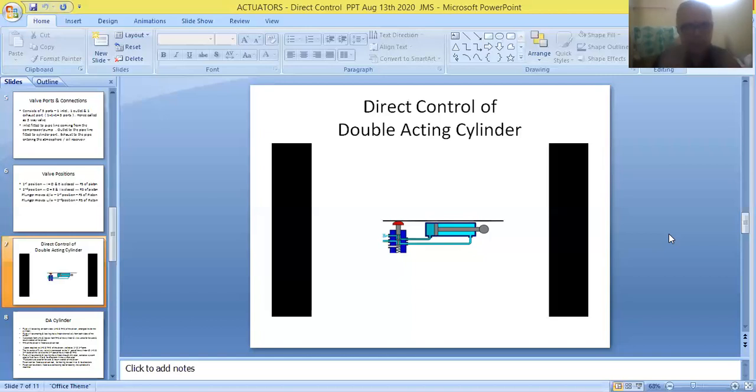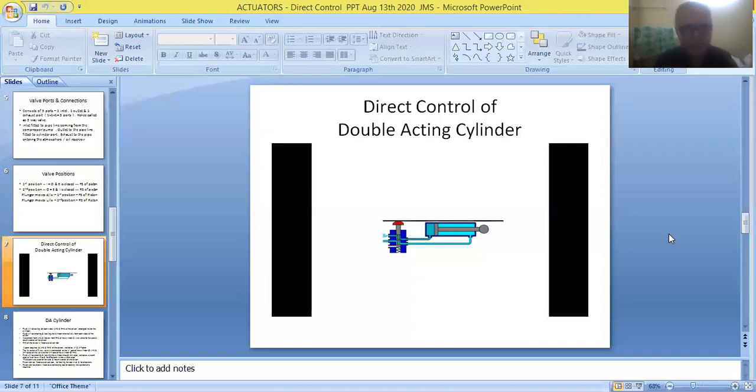Now friends, if the valve is in first position, inlet will be coming in contact with the first outlet, and second outlet will be coming in contact with the second exhaust, and first exhaust will remain in closed position. So therefore, fluid will be entering from the left-hand side of the piston and it will be leaving from the right-hand side of the piston. So therefore, this is used for performing the forward stroke of the piston.